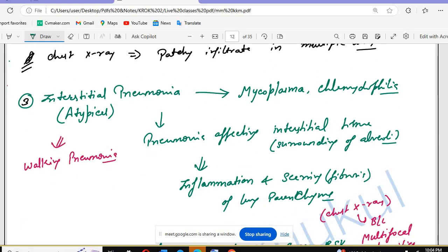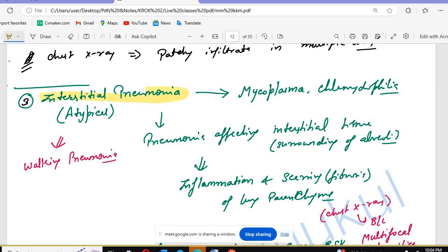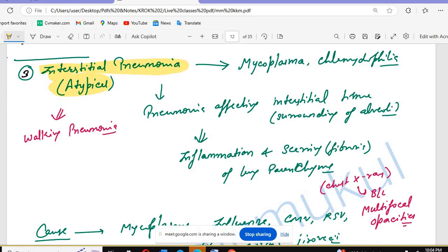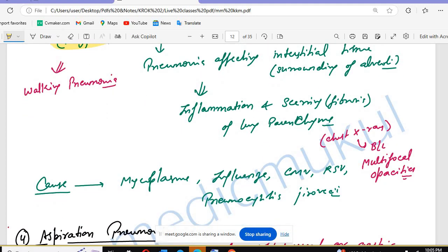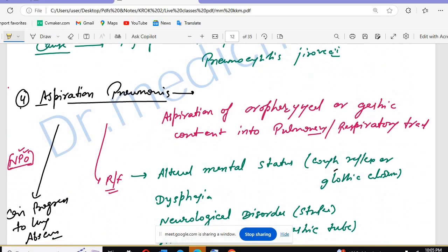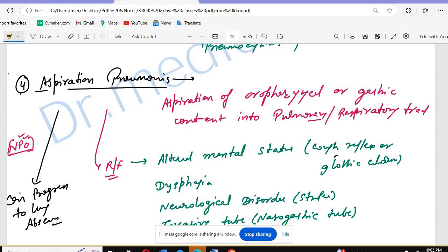Then we have the next one, interstitial pneumonia. Interstitial pneumonia is also called atypical pneumonia, caused by Mycoplasma or Chlamydophila, where the inflammation affects the interstitial tissue. This is also known as walking pneumonia. If the question asks about walking pneumonia, remember the cause: Mycoplasma. Walking pneumonia, Mycoplasma.